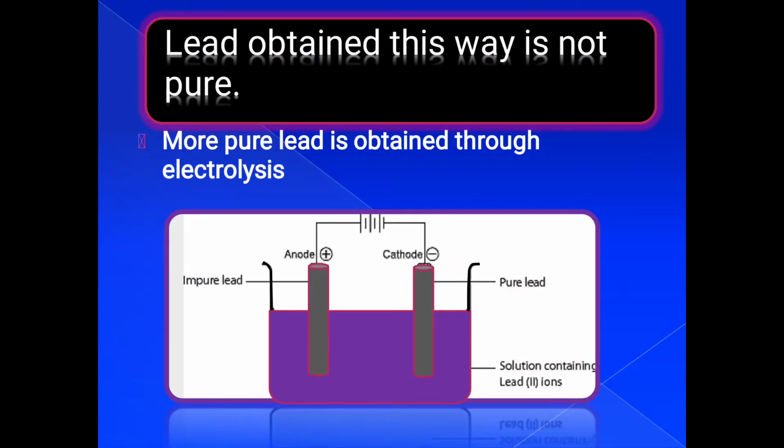Lead obtained this way is not pure, and a more pure lead is obtained through electrolysis. And how is the electrolysis done? We have the solution containing lead ions. It could be lead oxide. We pass current, and we have 2 electrons, where the anode is made of impure lead, while the cathode is made of pure lead. What happens during electrolysis?